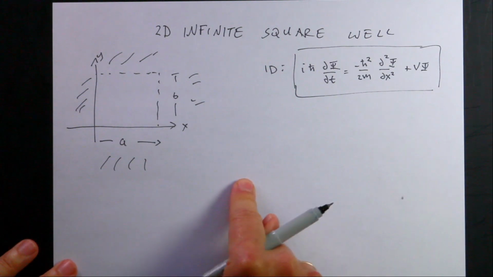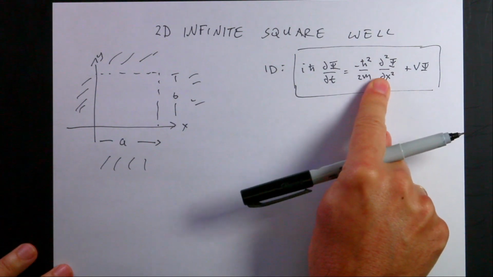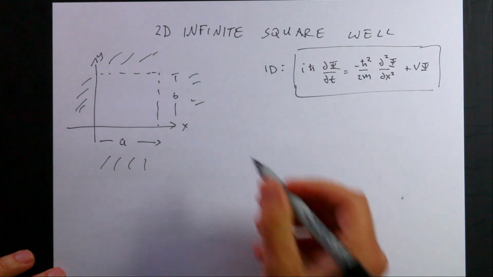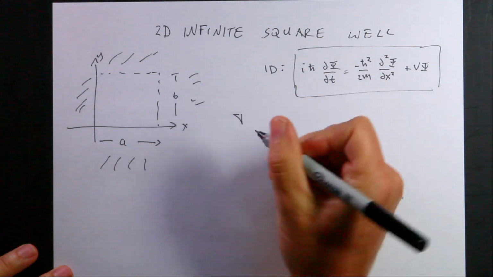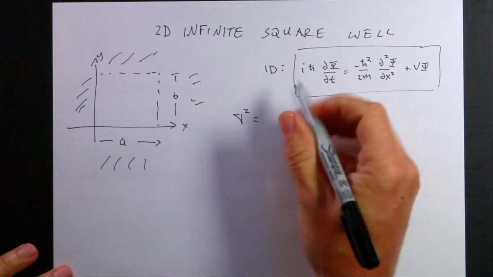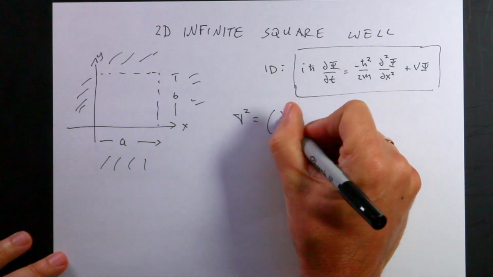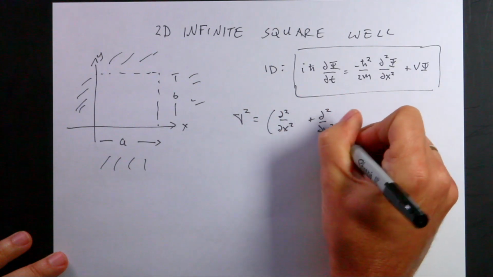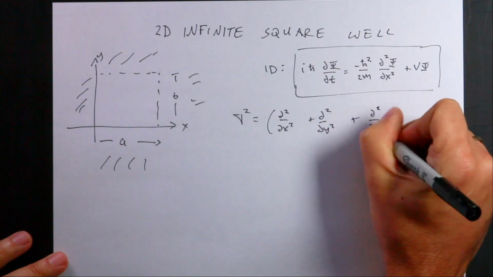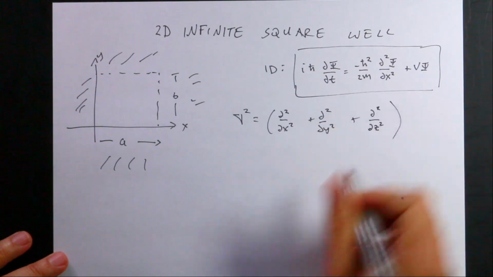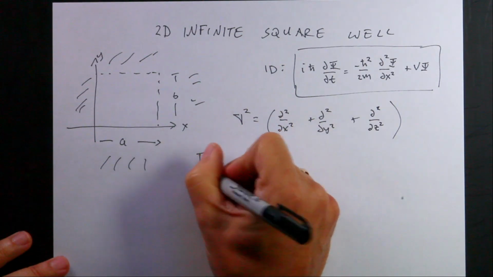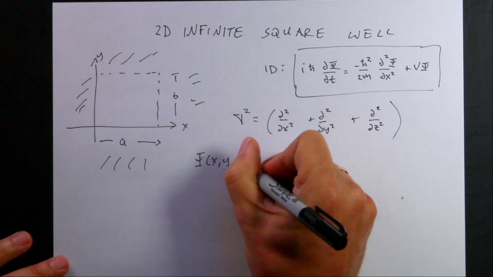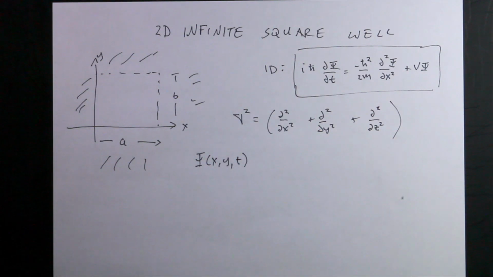If I want to move in 2 dimensions, I can't do this. I need the momentum operator in 2 dimensions. And so we get this following operator, del squared, and it's going to be equal to, in Cartesian coordinates, the second partial with respect to x plus the second partial with respect to y plus the second partial with respect to z. So with that, we can say the wave function psi is a function of x, y, and t. There's no z component. I have a two-dimensional well, no z component.